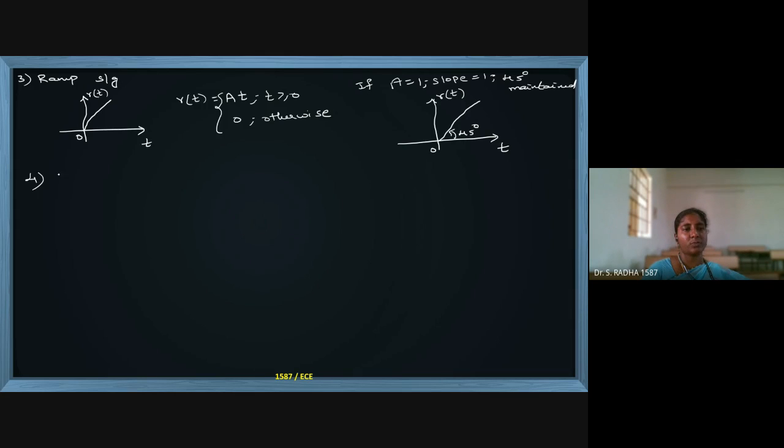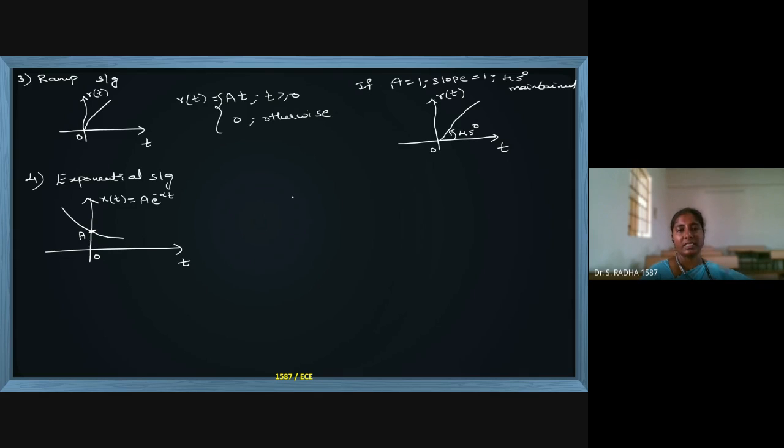Fourth one is the exponential signal. It will be something like this, a decreasing exponential, with x-axis and y-axis. You can write x of t equal to capital A into e power minus alpha t. This is a decreasing exponential, so the power is minus alpha. The cutting point on the y-axis is A: at t equal to 0, on the y-axis, we have height equal to capital A.